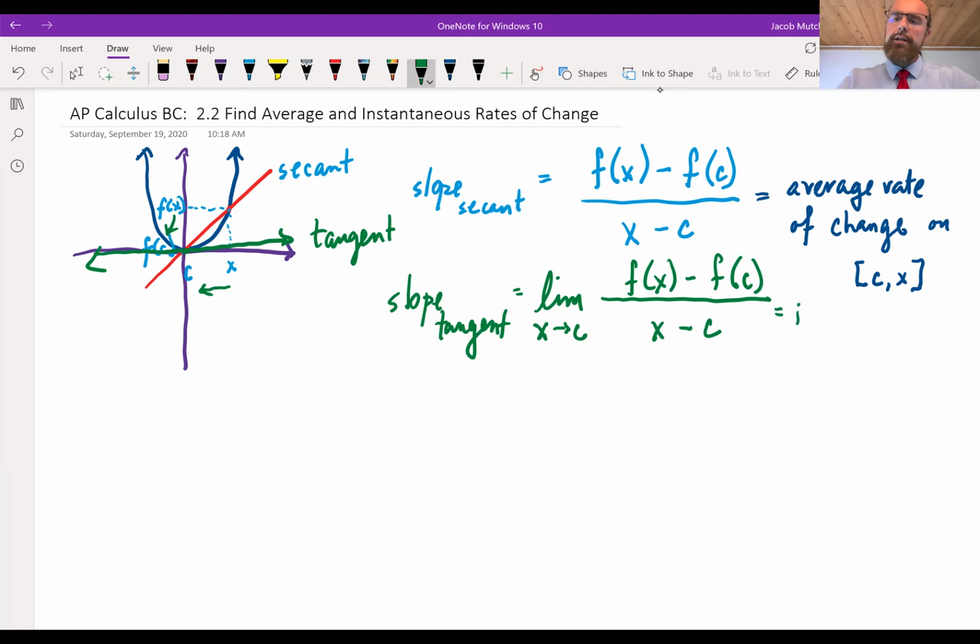And it's not on an interval, it's really at c. It's the instantaneous rate of change. And what was an interval, a slice of the x values between x and c, would become simply that one point c.